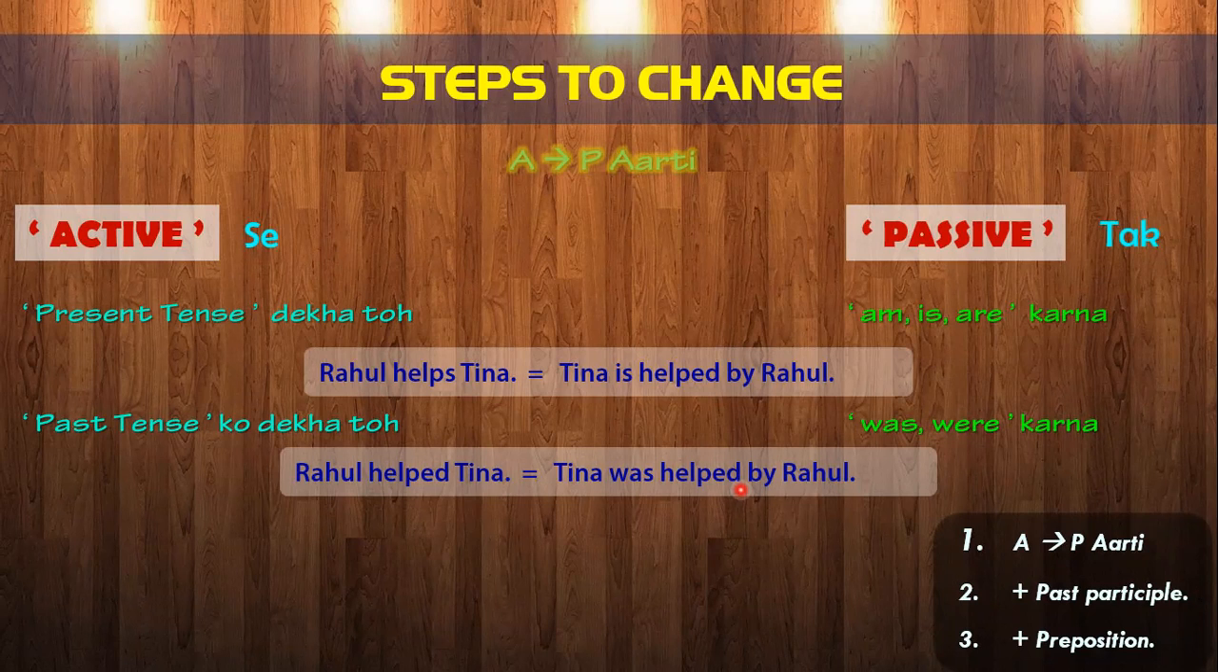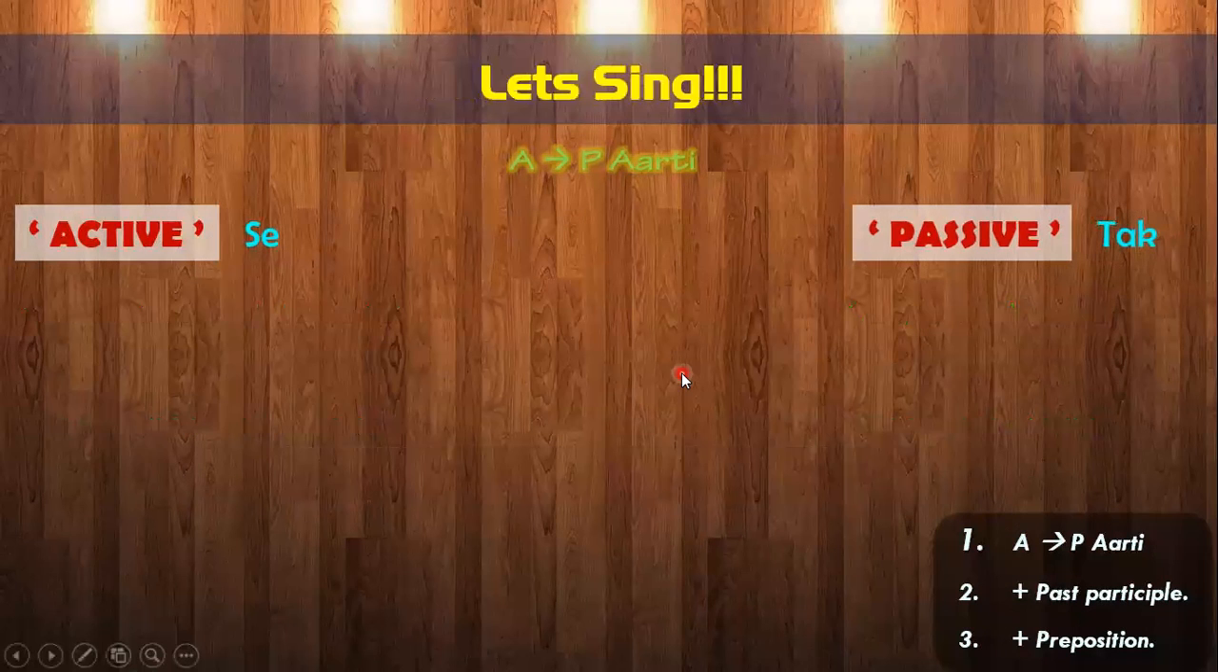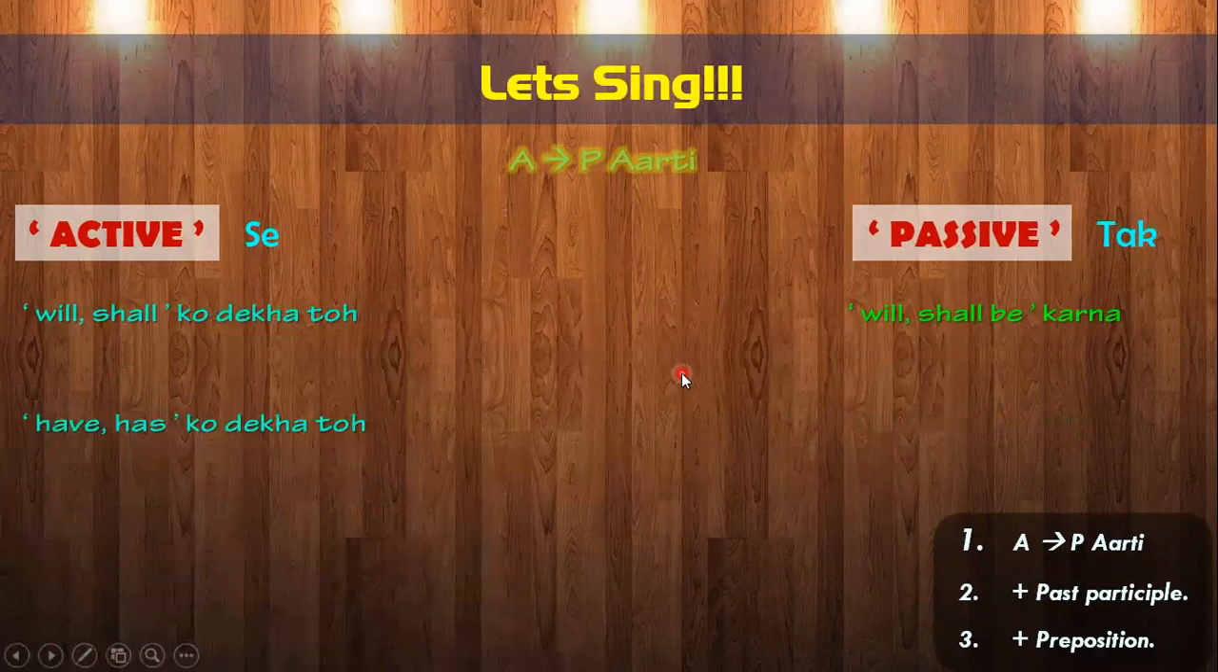Isn't that interesting? Now it's time to go ahead with the next tune. Let's go with future and the perfect tenses. For future tense, we use will and shall. For perfect tenses, we use have, has, had, and will have. So here we start with the same tune.